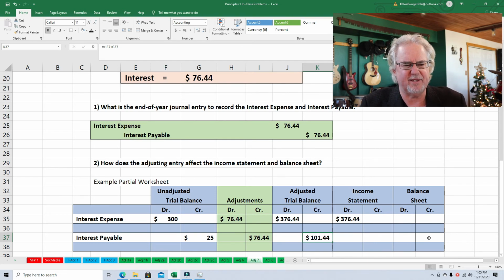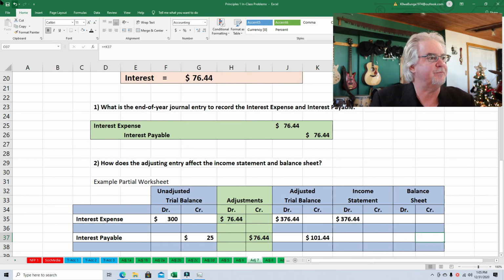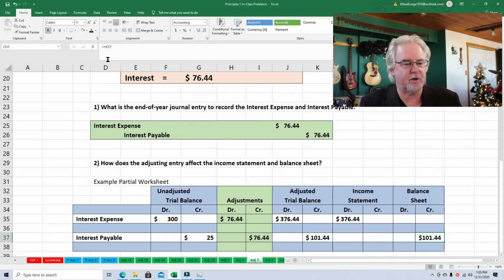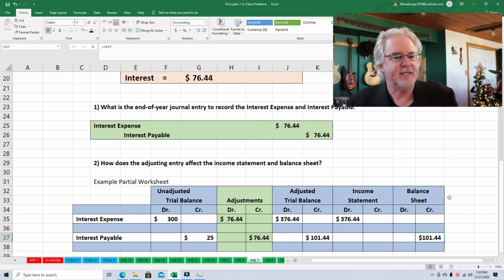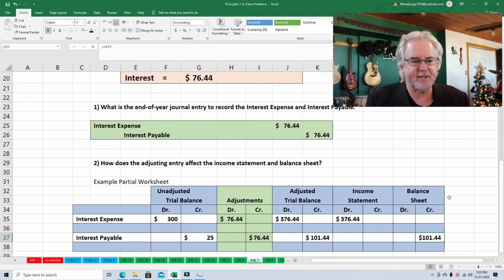And you might be saying, well, does it go as a debit or credit? What's going on? Well, all you do is you look at your adjusted trial balance. It's sitting here as a credit for $101.44. So you send that over to the balance sheet. Here you go, $101.44. And you might say, well, gosh, my debits and credits don't seem to balance here. And that's okay. They don't have to balance. You're just seeing a little portion of this worksheet. And the reason, again, why I'm showing this to you is to help you visualize what these adjusting entries are doing and where the information is going. So I hope that helped you out here, folks.